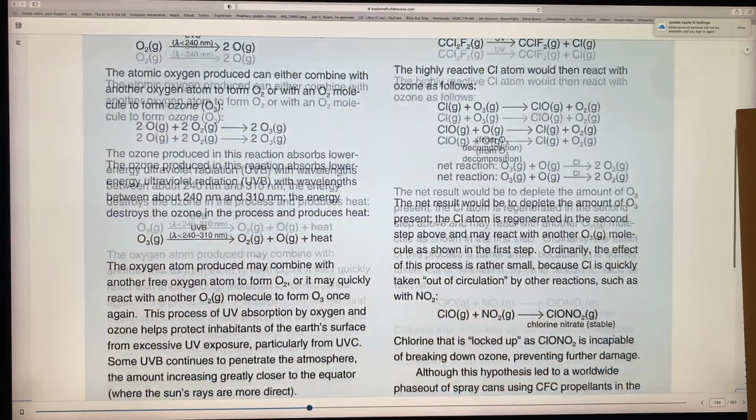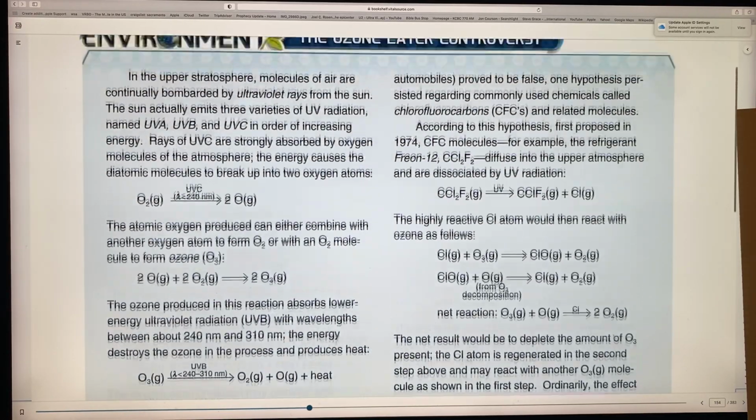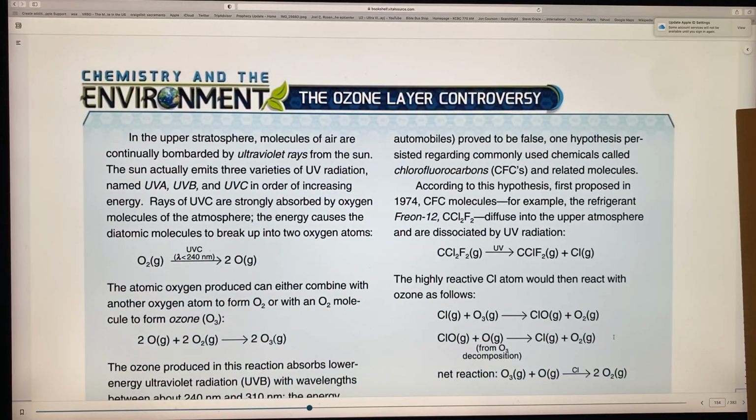Oh, this is an important article to read. I'm just going to go over it quickly here, but it's the ozone layer controversy. This is about the environment, and people were worried about the ozone layer. If we started destroying it, a lot of UV light would come in, basically causing more cancer and, in the long run, possibly killing the environment, right?